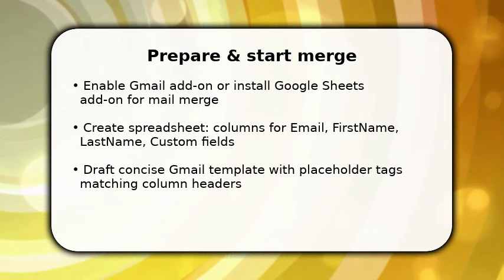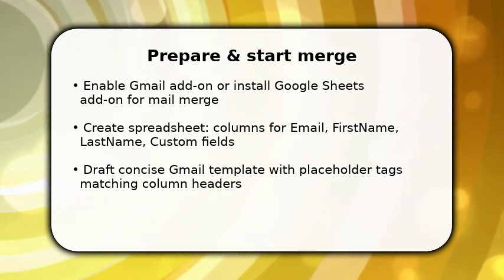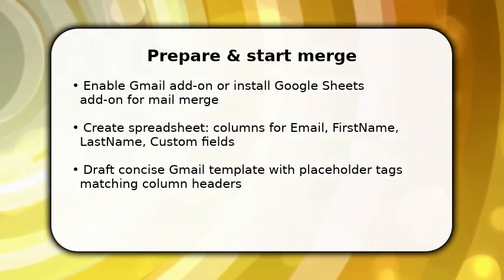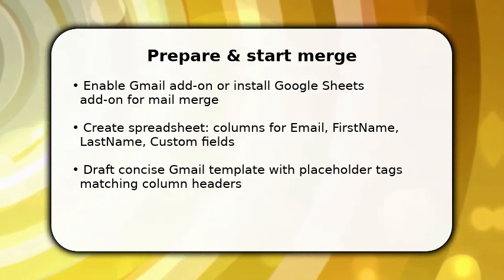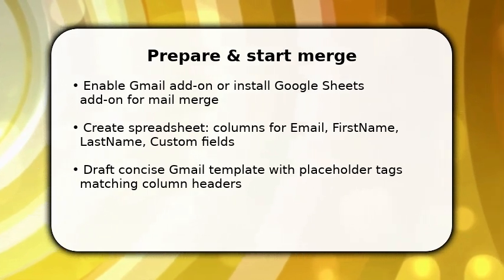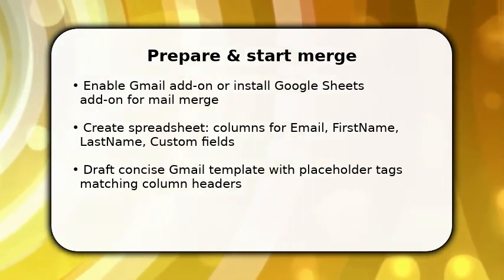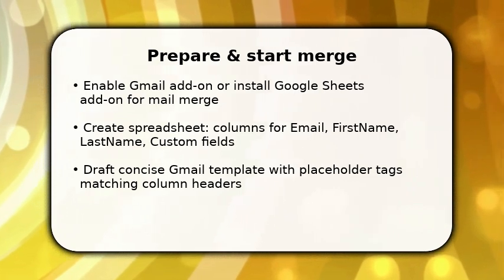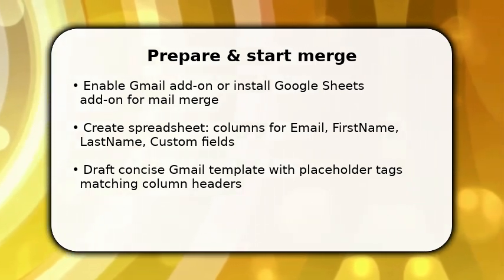You begin by confirming prerequisites: a Gmail account, a draft template, and a spreadsheet with matching headers. Open Google Sheets and populate email plus any variables like first name. Once done, install or open the Mail Merge add-on. You will authorize it to access your sheet and Gmail.